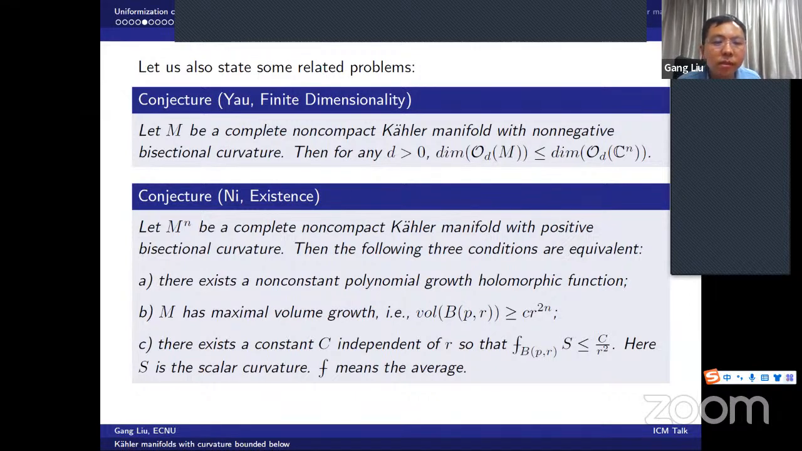The last one says that there exists some constant c independent of r, so that the average of the scalar curvature over a geodesic ball is bounded by c over r squared. Basically, it has quadratic decay. So this conjecture says that such three conditions are equivalent.